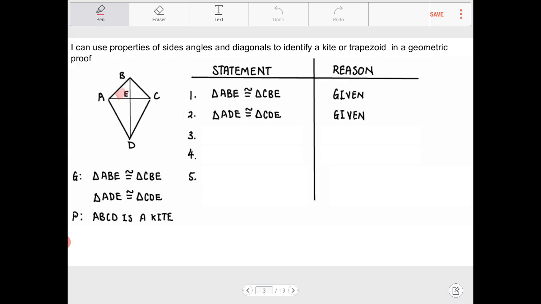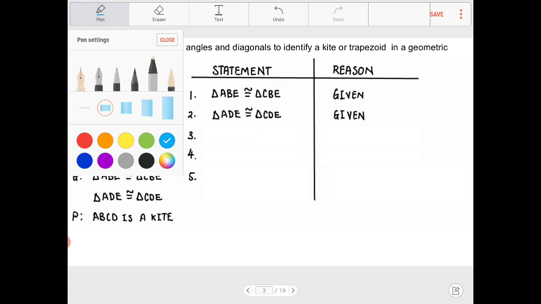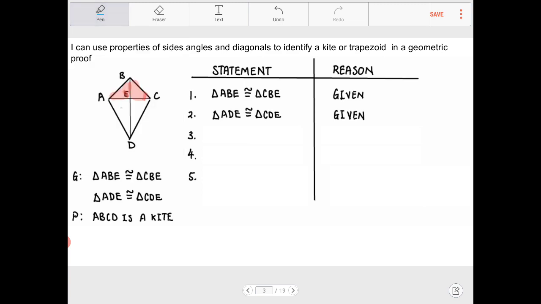I know that ABE is congruent to CBE, and using another color now, I know that ADE, which is in blue, is going to be congruent to CDE, which is this guy right here. So the two triangles in pink are congruent, the two triangles in blue are congruent. I can then say, using CPCTC, therefore that AB is congruent to BC and AD is congruent to DC, and there you have it. That's the end of the proof.